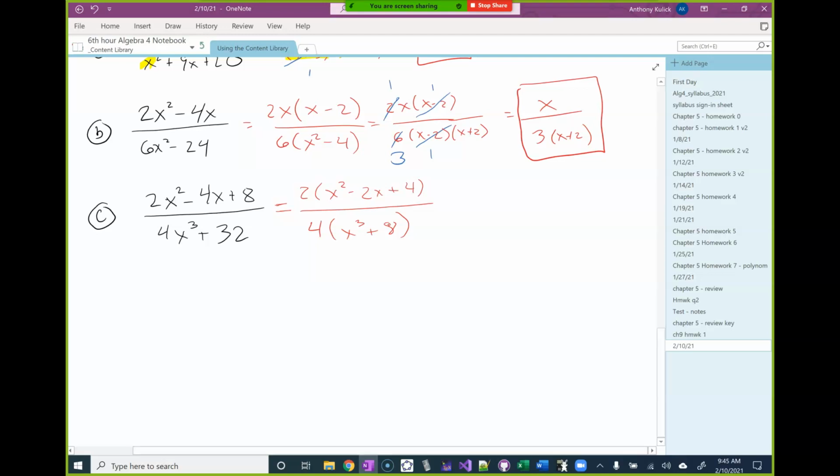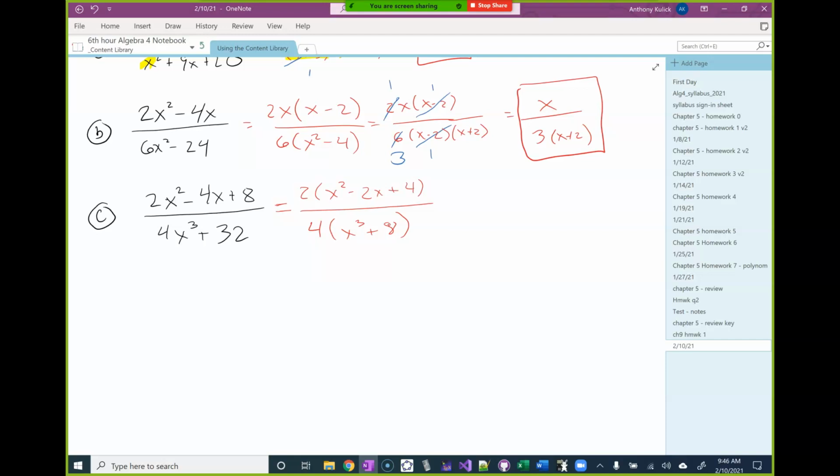Everybody so far so good? So now let's go back and look at the x squared minus 2x plus 4. Can I factor that anymore? Are there two numbers that multiply to give us 4 and add to give us negative 2? What are they? So there's not, right? There's not. So that's as good as that one can go.